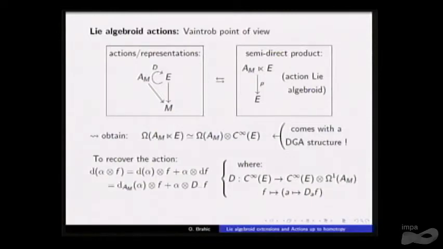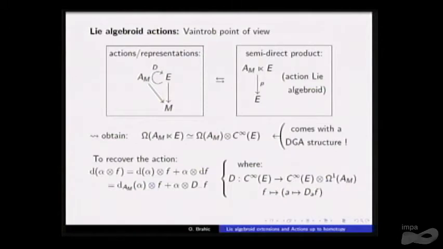Okay. Now, how do you recover the action? Of course there are conditions on the DGA, but I will talk about it later on, okay? But essentially, how you recover the action: the forms on the semi-direct product are forms on A tensor product with forms on E. Here, all the tensor products are taken over functions on M, okay?